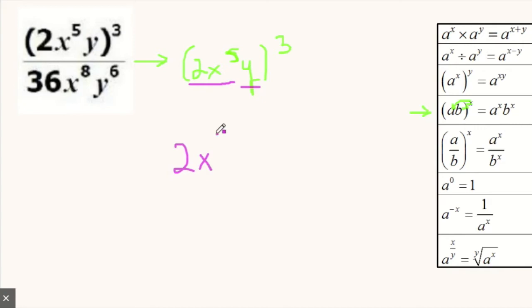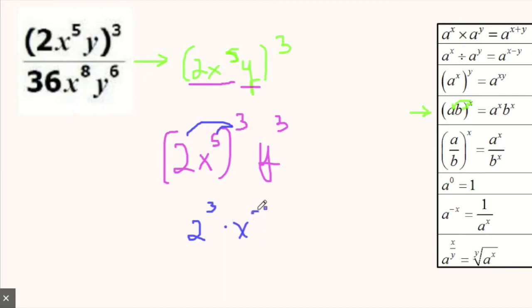2x^5, we're applying 3 to that, and y to the 3rd power. Now inside this parentheses, we have 2 times x to the 5th power. And by the same rule, this time a is our 2 and b is our x to the 5th power, we're going to apply the 3 to both the 2 and the x to the 5th power, which gives us 2 to the 3rd power times x to the 5th power, and we're applying the 3 to that, times y to the 3rd power.